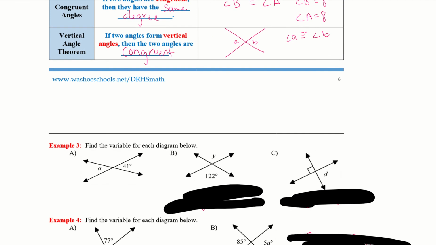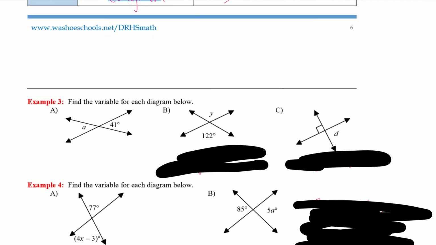Alright, so let's try example 3. I'm going to help us with A, then I want you guys to try B and C. So A, these are vertical angles, so they are equal to one another. So A equals 41. And that's it. Now I want you to try B and C.